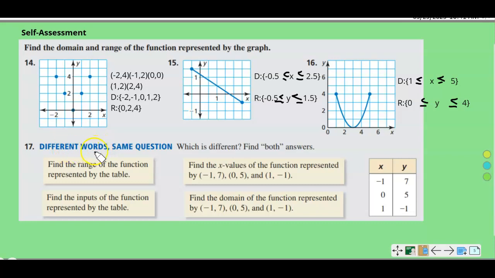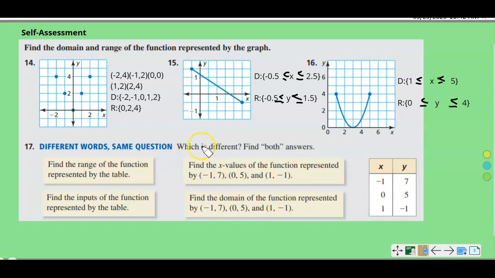All right, so different words, same question. Which is different? Find both answers. It says find the range of the function represented by the table. Find the inputs of the function represented by the table. Find the x values of the function represented by -1, 7, 0, 5, 1, -1. Find the domain of the function represented by -1, 7, 0, 5, 1, -1. So you can see those come from the table here.